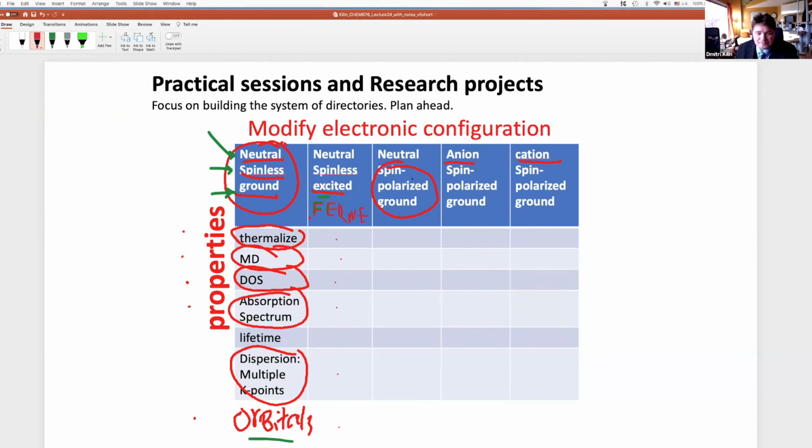Okay, so one can then do another set of directories and make a neutral spin polarized ground state, with spin equal to one. And then again repeat the whole procedure: thermalize, molecular dynamics, density of states, spectrum, K points, orbitals, and observing how those characterizations change for different configurations, one can learn a lot about the system.